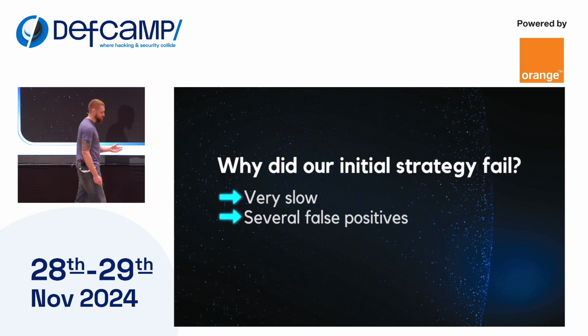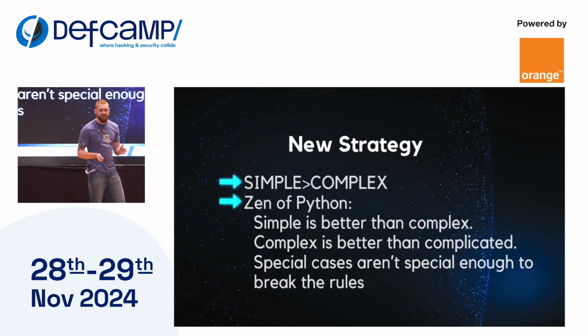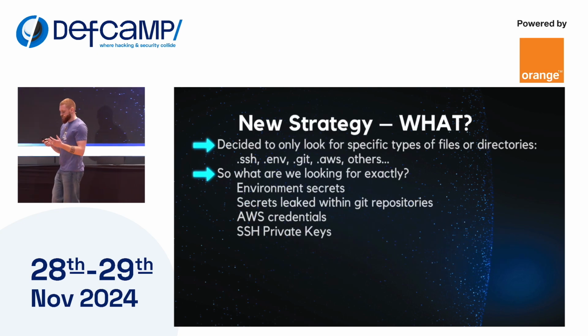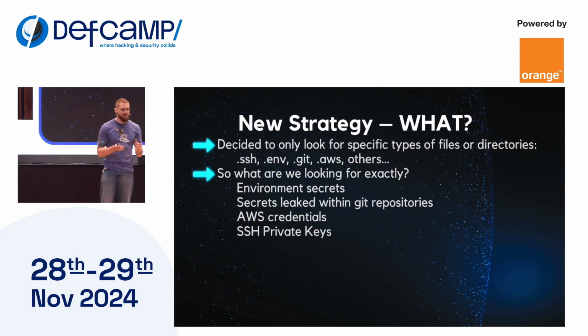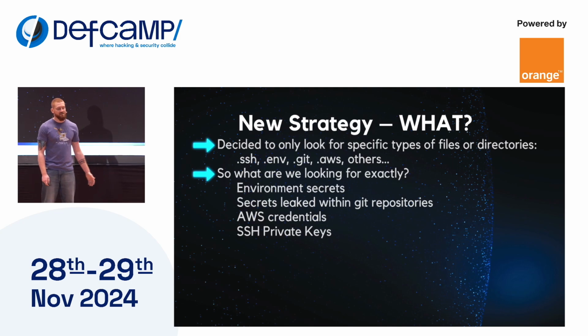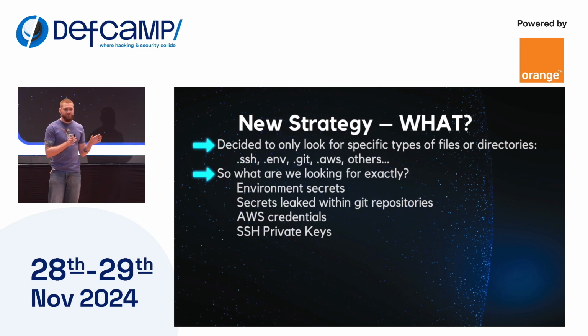So we had to adjust, and for that, we went back to the Zen of Python. More specifically, simple is better than complex, complex is better than complicated, and special cases aren't special enough to break the rules. With this in mind, we went to something even easier. We decided to look for specific files only, well, files and directories. We wanted to look for SSH private keys, AWS credentials, environment secrets, secrets leaked within Git repositories. And for these, we had very, very specific names.